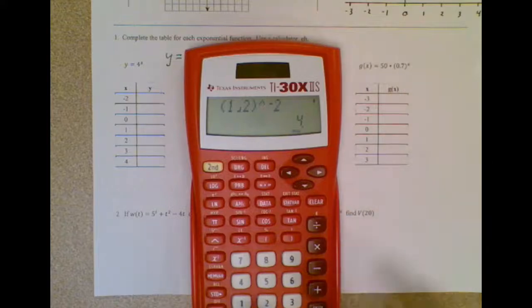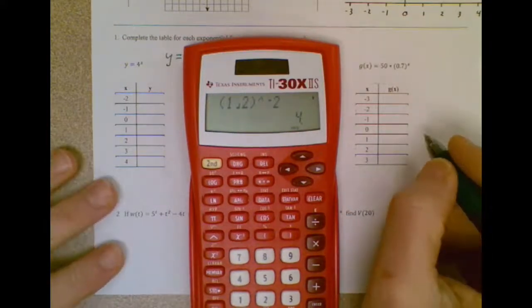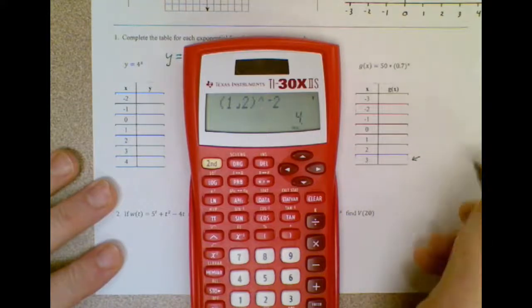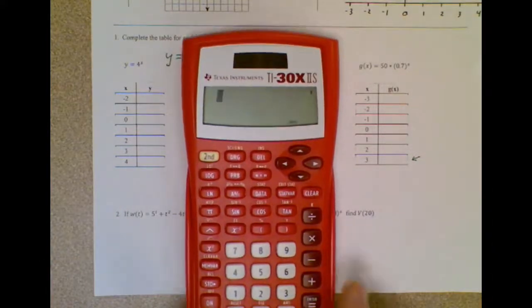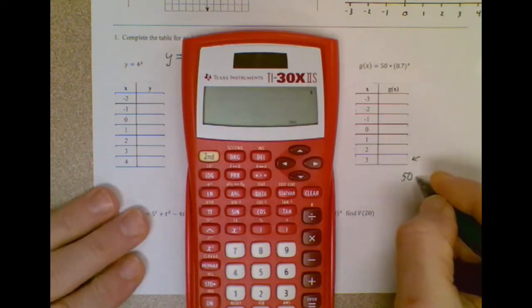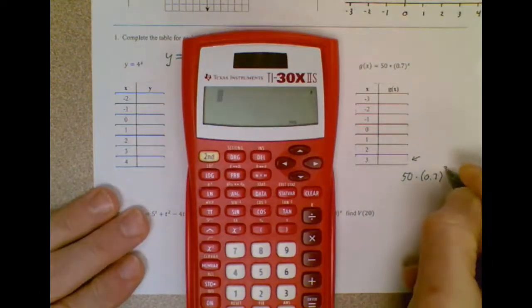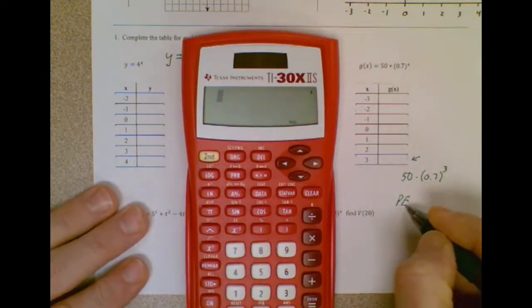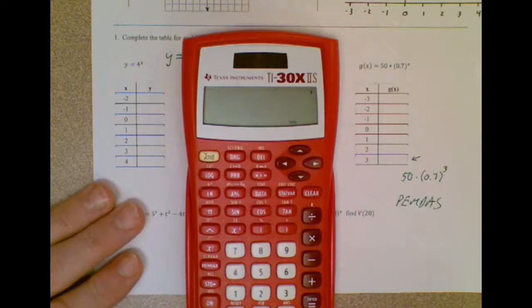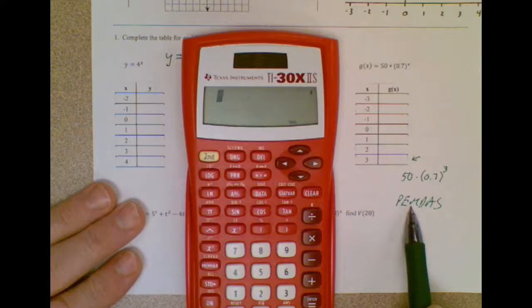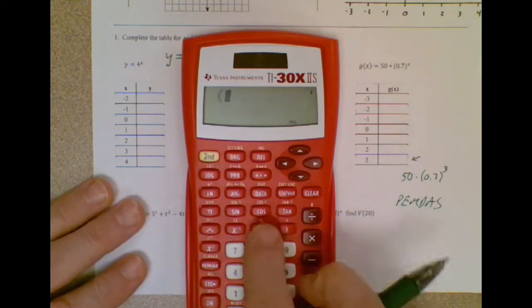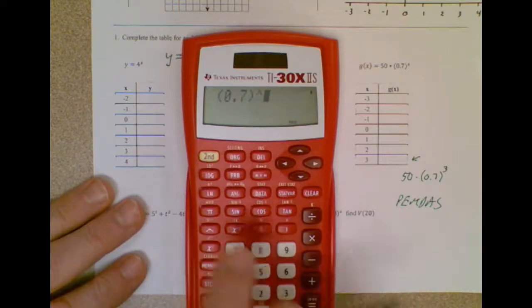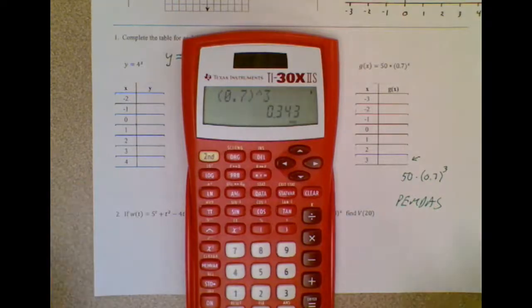If I go over here to g of x, and now let's plug in, say, a 3. If I plugged in a 3, I would end up having 50 times 0.7 to the 3rd power. At this stage, we would have to honor the wishes of beautiful Princess PEMDAS, and she says, please do any parentheses and exponents before any multiplying. So I can't do the 50 times the 0.7, the multiplying, until I've taken care of the exponents. So here I'll go the 0.7 raised to the 3rd power. So I get a 0.343.